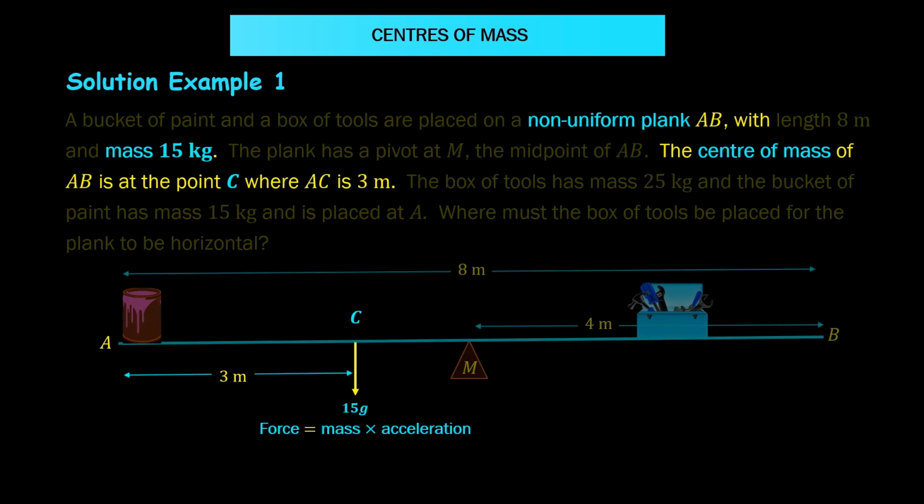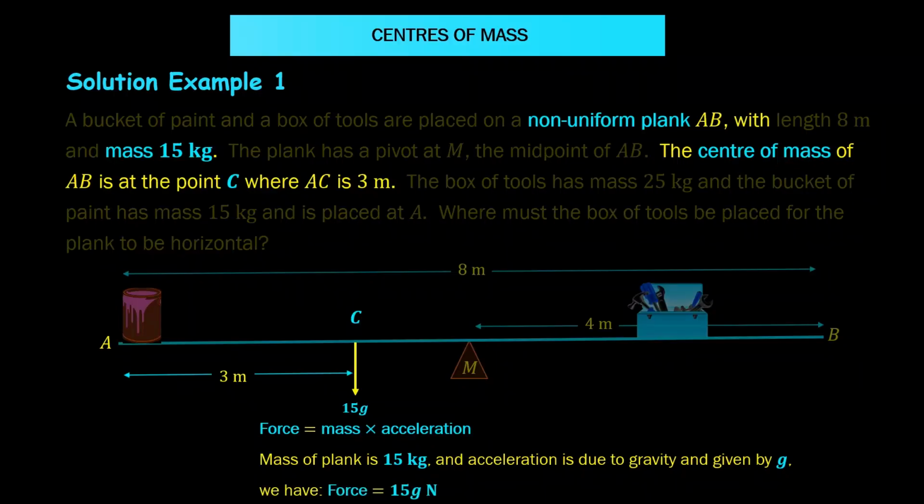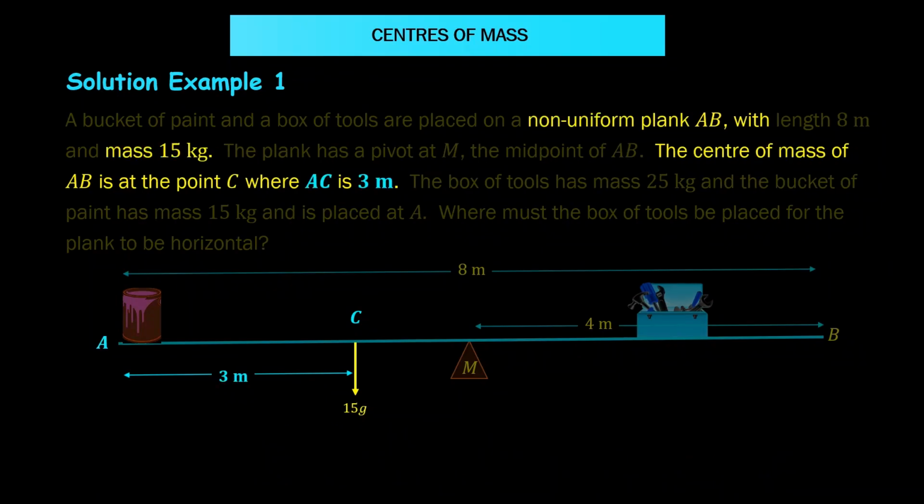Now, since force equals mass times acceleration, and the mass of the plank is 15 kilograms and the acceleration due to gravity is given by g, we have that the force is equal to 15 g newtons, as shown in the diagram. We also have that the distance CM is 1 meter.